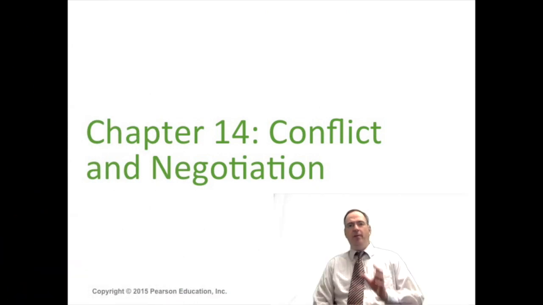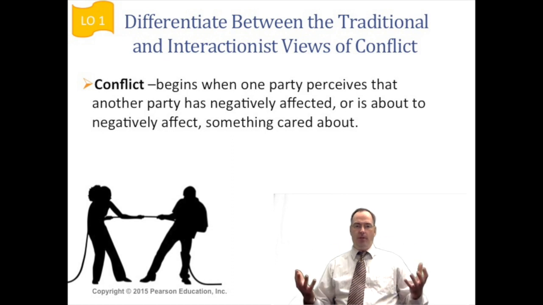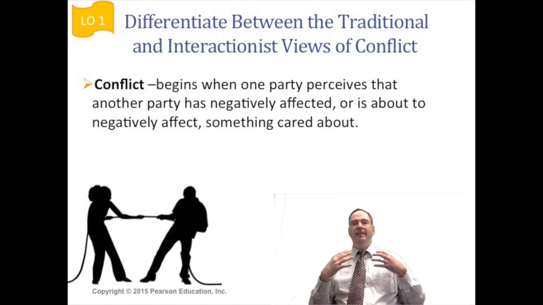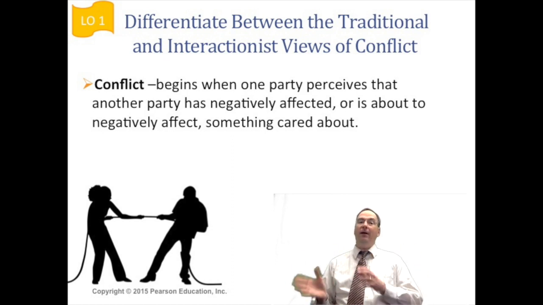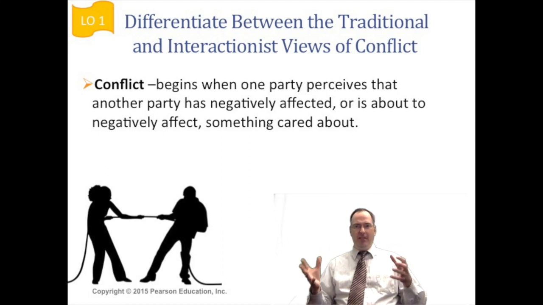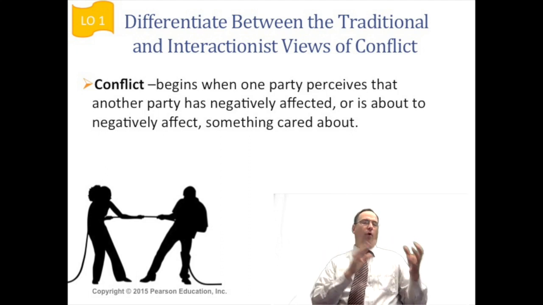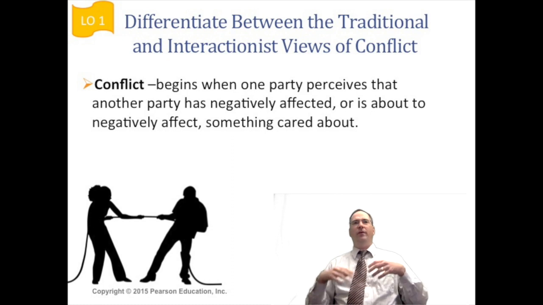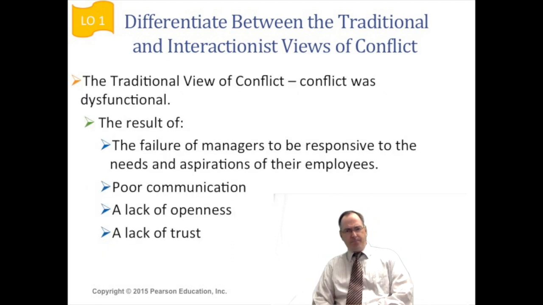So in this lesson, we're going to talk about conflict and negotiation. Now, conflict begins when any party perceives that they have been negatively affected, or they're about to be negatively affected by something that they're either working on or they're going to have to do, or it's going to be taken away or whatever. And then it becomes a bit of a tug of war.